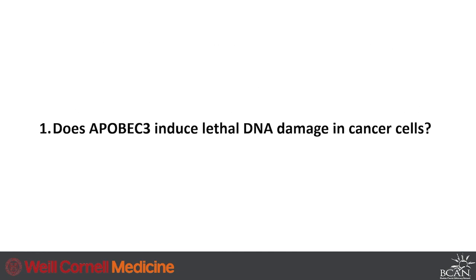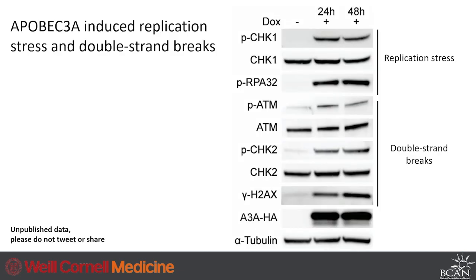To answer the first question, we generated a cell line model in 5637 cells using doxycycline-induced APOBEC3A. We chose APOBEC3A because a previous paper found that APOBEC3A is the major contributor to APOBEC mutation in bladder cancer. So we turned on APOBEC3A for 24 and 48 hours. And then we checked the replication stress markers and the double-stranded DNA break markers.